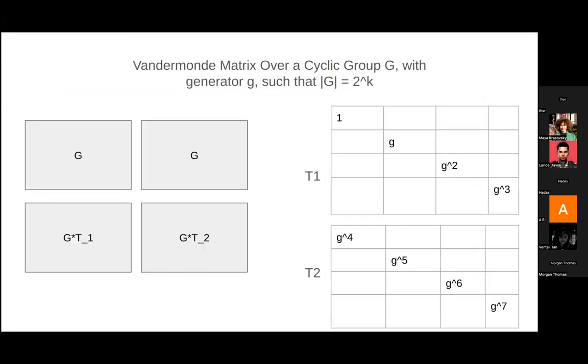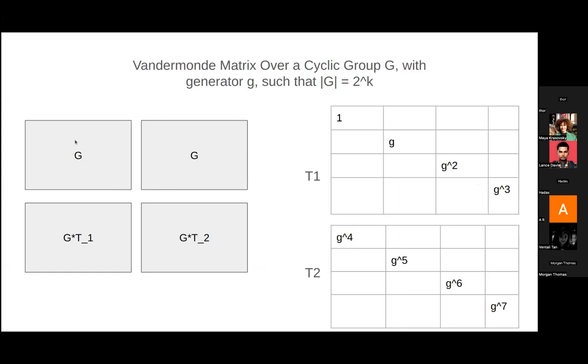Okay, so finally, you get to the fact that the Vandermonde generator matrix has this block form. So you can have a matrix composed of block matrices. This is G times T1, G times T2, where T1 is this diagonal matrix and T2 is this diagonal matrix. And then Vandermonde matrices, because it's a power of 2 cyclic subgroup, is why you get this symmetry between the left and the right.